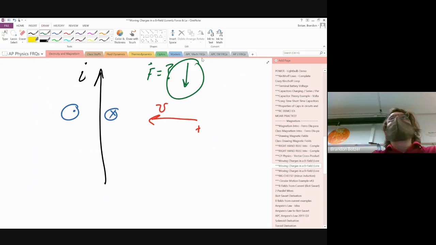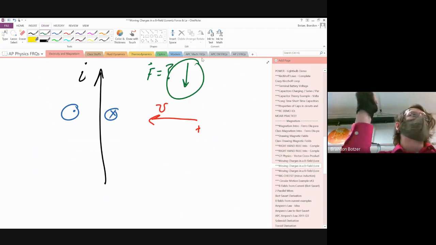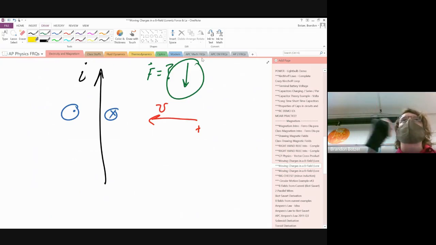Like I said, you're going to do a lot of these, and you're going to get really good at them. Okay? But this is a very important thing in this unit. It's a very important thing.